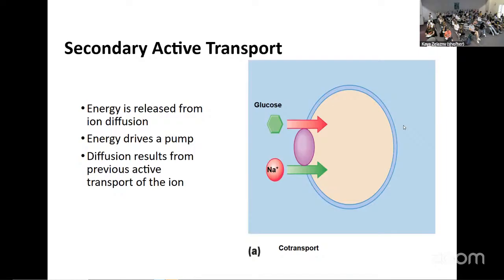So if we're thinking about the cellular process level, we use ATP to set up a gradient, primary active transport. Then we can use gradients to power the movement of other things as our secondary active transport.